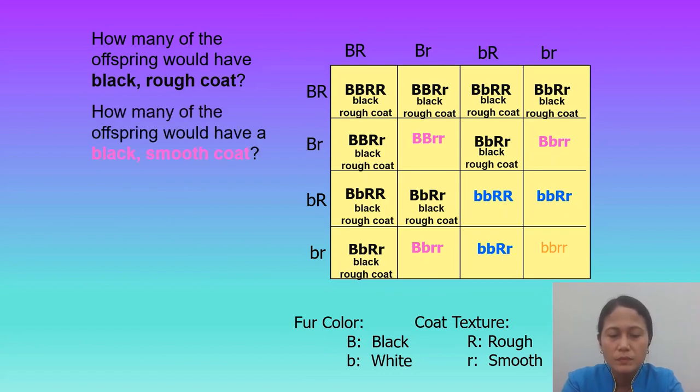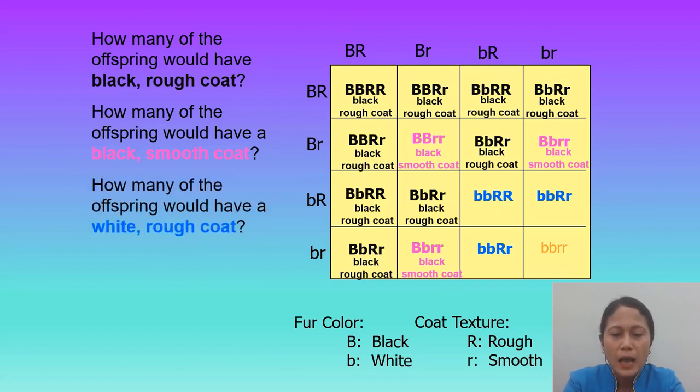Next, how many of the offspring would have black smooth coat? So black and smooth coat. So all those written in pink would be black smooth coat. So what's our determiner? As long as you have one big B and two small r's, that will be black smooth coat. Next, how many of the offspring would have a white rough coat?